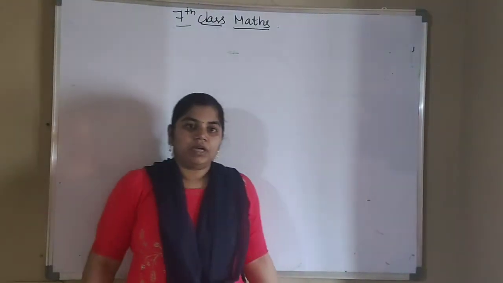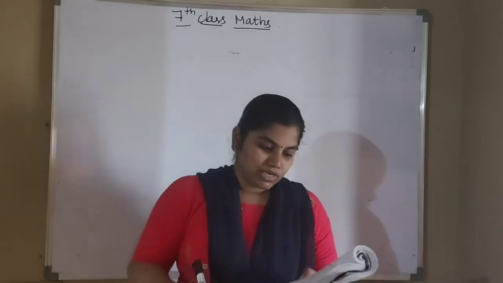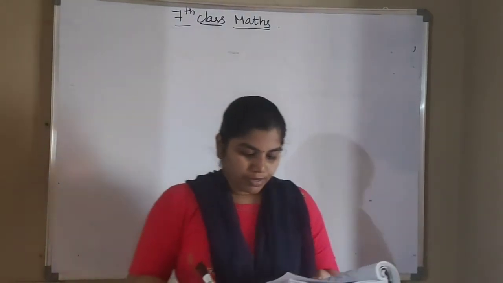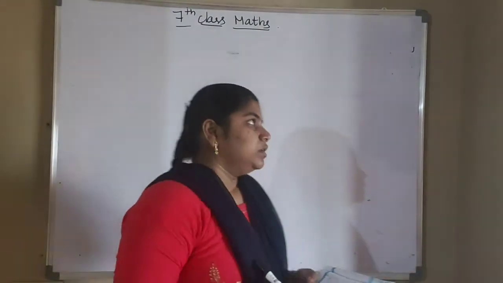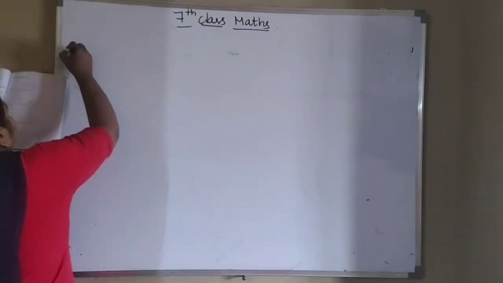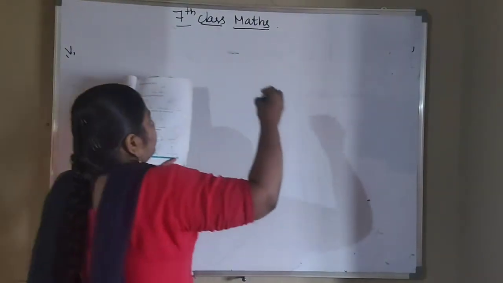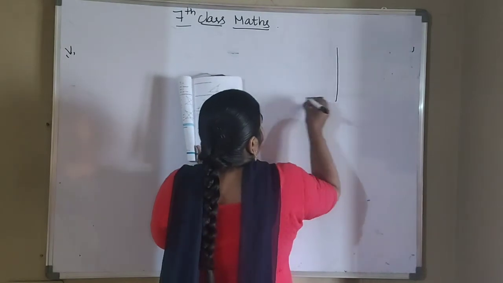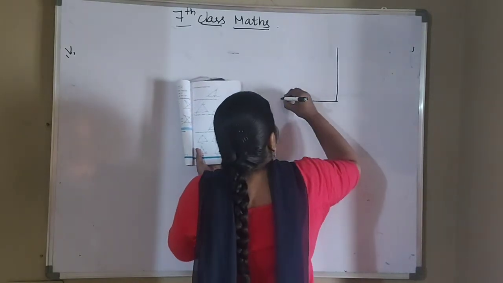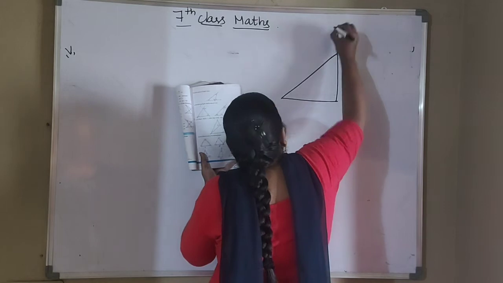So good morning everyone. In last class we have studied our sixth bit. In that sixth bit we are doing now the fifth problem. So what is the fifth problem here? See the figure, and we have to find the x value and y value. So this is the figure they have given.